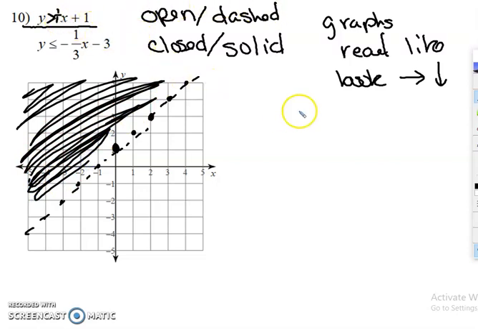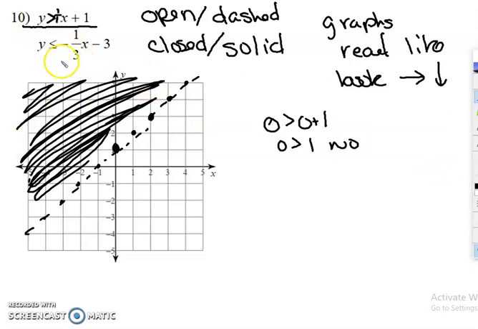If you are in doubt, you can always plug something in. I always plug in the point (0, 0) to check myself. Is 0 greater than 0 plus 1? Is 0 greater than 1? No. So the side with the 0 on it wouldn't be shaded. Let me do that again: the side with the 0 wouldn't be shaded because that's not true. If I picked any single point up here, it would be true.